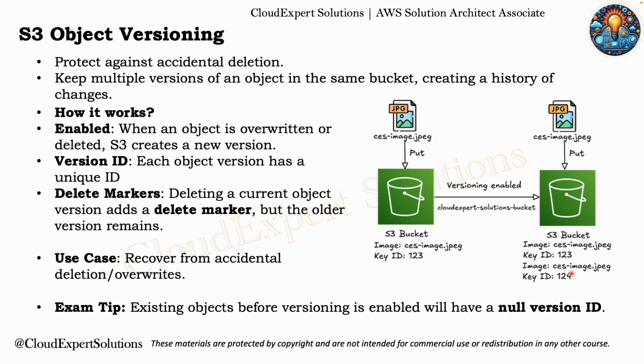For the AWS certification, please remember the concept that if you have an existing object in the bucket before you enable versioning, then the existing object will have a null version ID. AWS loves to test and trick candidates with these concepts. So please remember this for the certification exam.